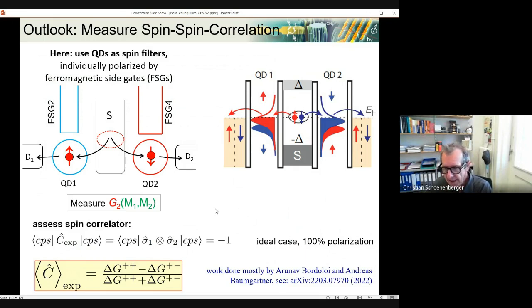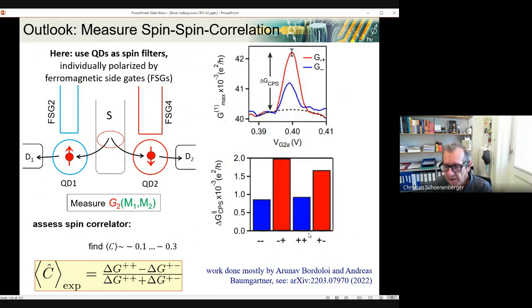They're more like 10-20% polarizers of this kind. But then you can still write down an equation to test this correlator in the experiment, and you see this kind of a result of this Cooper pair splitting signal.